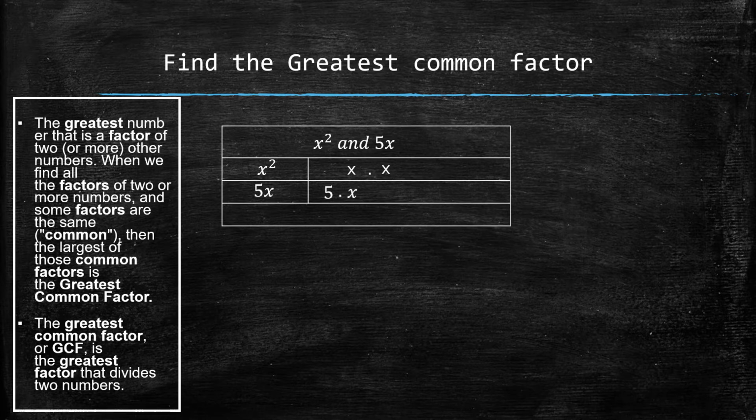Next, x. So unsay factor ni x? Wala na may laing factor sa x. So the factors of 5x is 5 and x lang po.